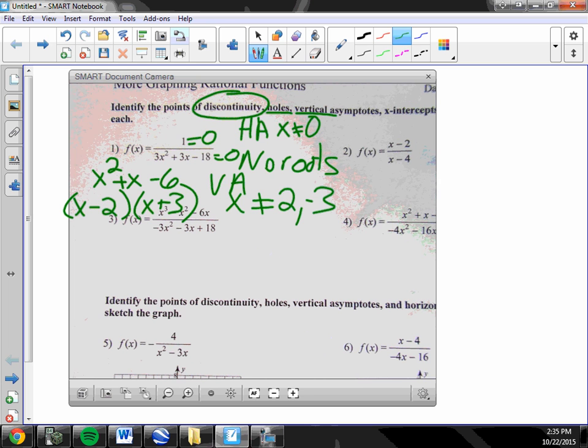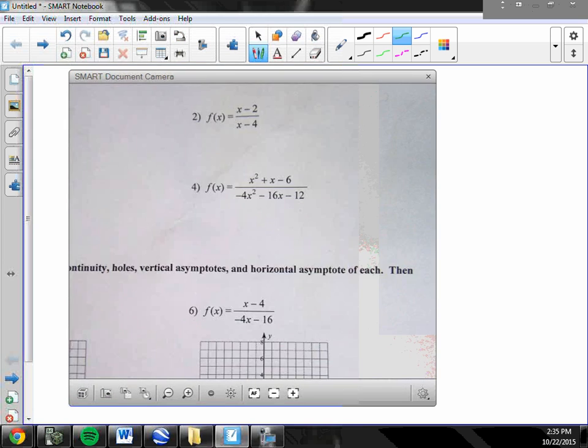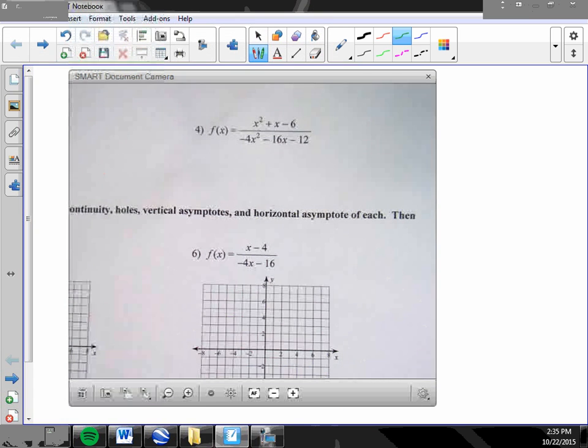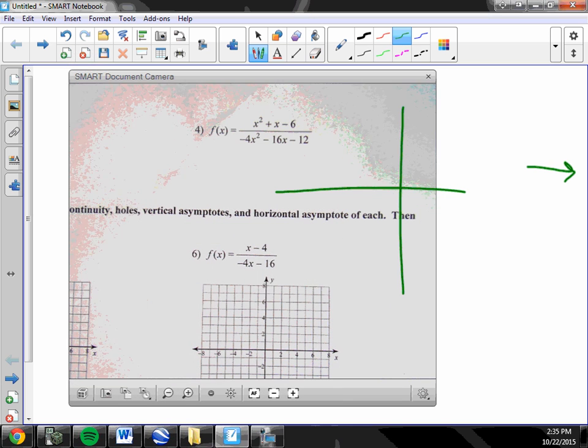Okay, let's try another one. Number 4. So first, let's talk about horizontal asymptotes. What do you notice about the degree of the numerator and the denominator? They're the same. And again, the reason this works is we only care about what happens way out here and way out here.